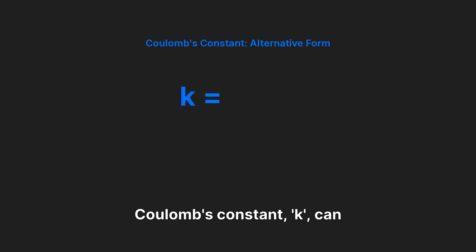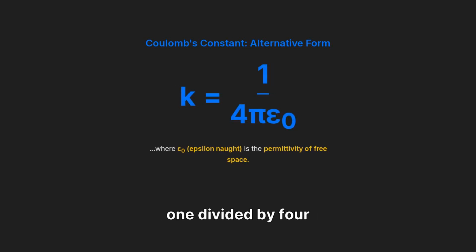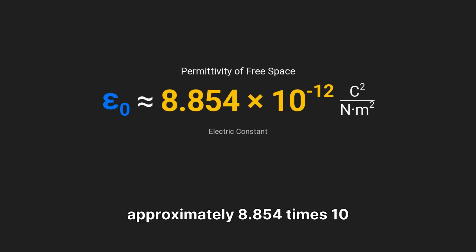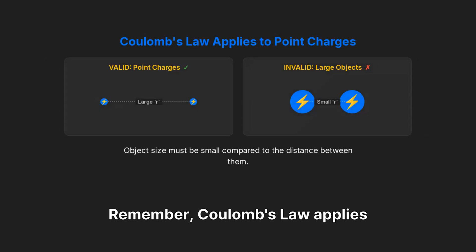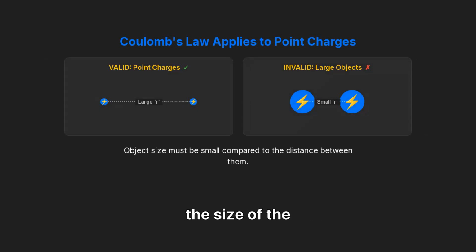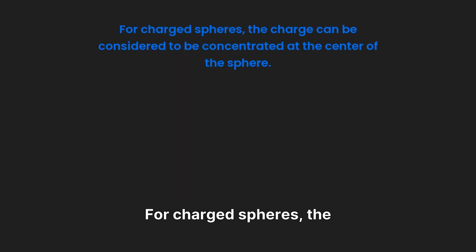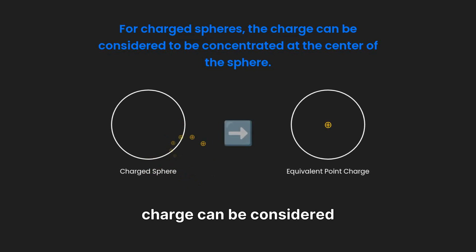Coulomb's constant, k, can also be expressed as 1 divided by 4 pi epsilon naught, where epsilon naught is the permittivity of free space. This permittivity value is approximately 8.854 times 10 to the power of negative 12 coulombs squared per newton meter squared. Remember, Coulomb's law applies to point charges, meaning the size of the charged objects is small compared to the distance between them. For charged spheres, the charge can be considered to be concentrated at the center of the sphere.